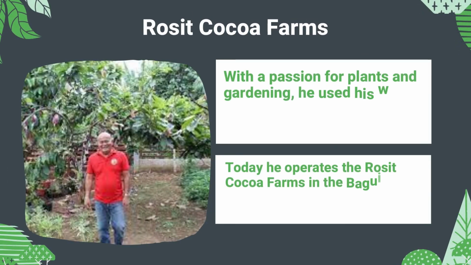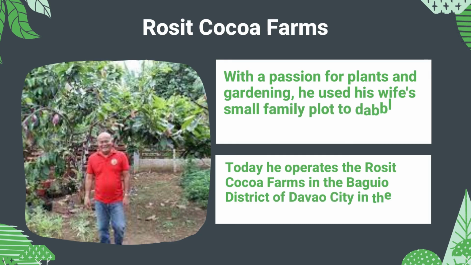With a passion for plants and gardening, he used his wife's small family plot to dabble in farming. Today, he operates the Rosit Cocoa Farms in Baguio District of Davao in southern Philippines. Mr. Rosit now earns 50 times his postman's salary and has paid for all of his children's education.